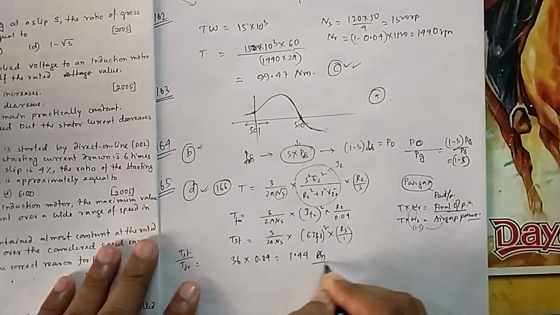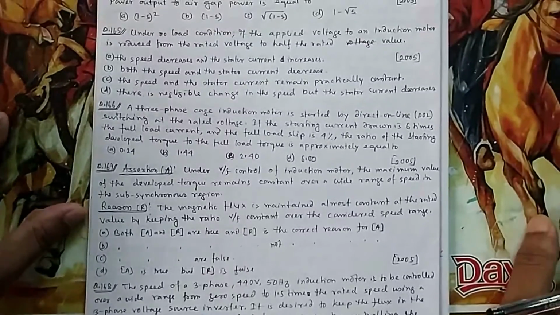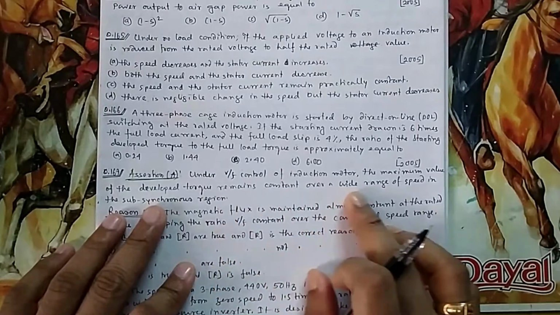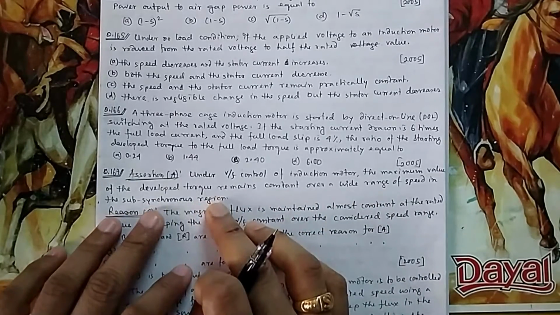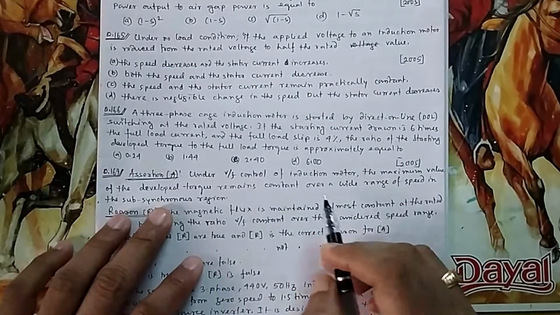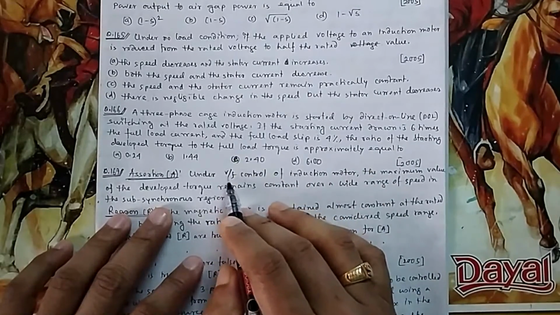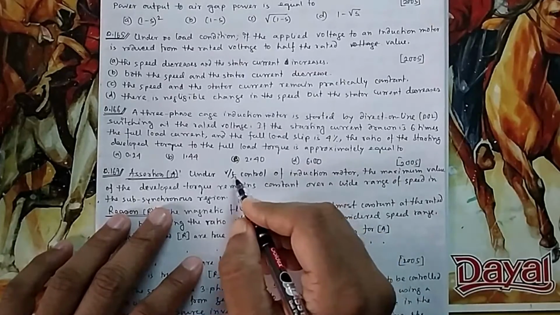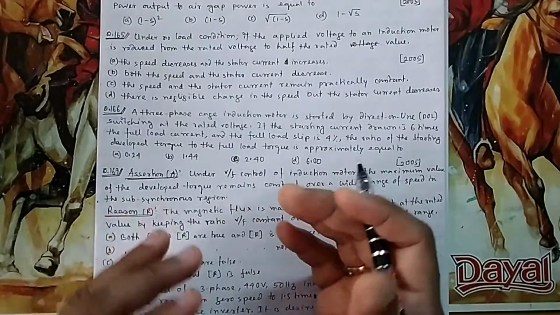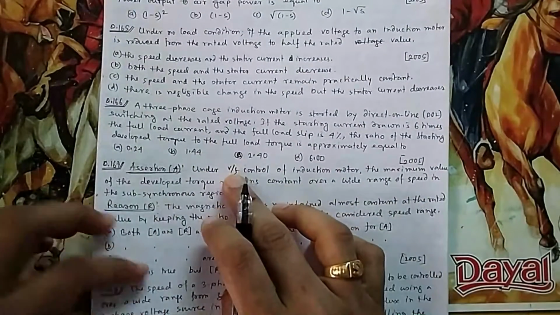That is your answer. Now if you come to 167: under V by F control of the induction motor, the maximum value of the developed torque remains constant over a wide range of speed in the subsynchronous region. Subsynchronous region means the speed which is below synchronous speed. This one is very standard, you know this one, because if you change V by F control, due to F the speed will change, but there will be no change in I2 because you are keeping the flux constant, because your phi is directly proportional to V by F.